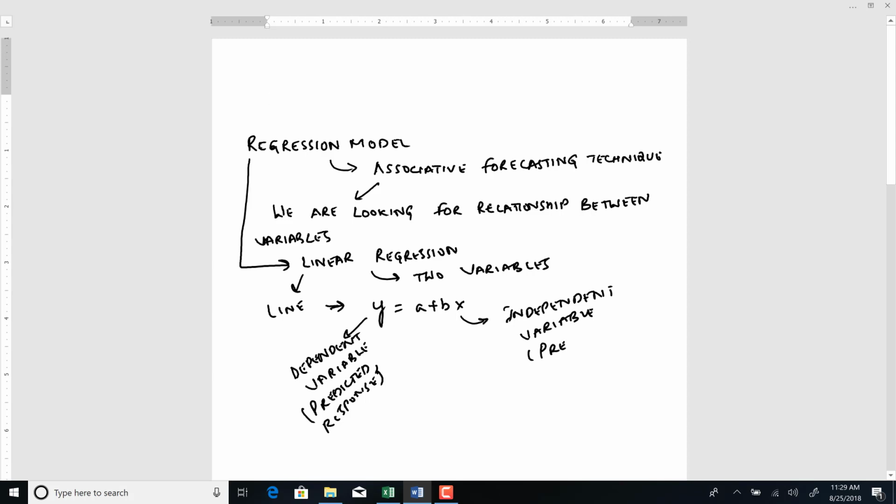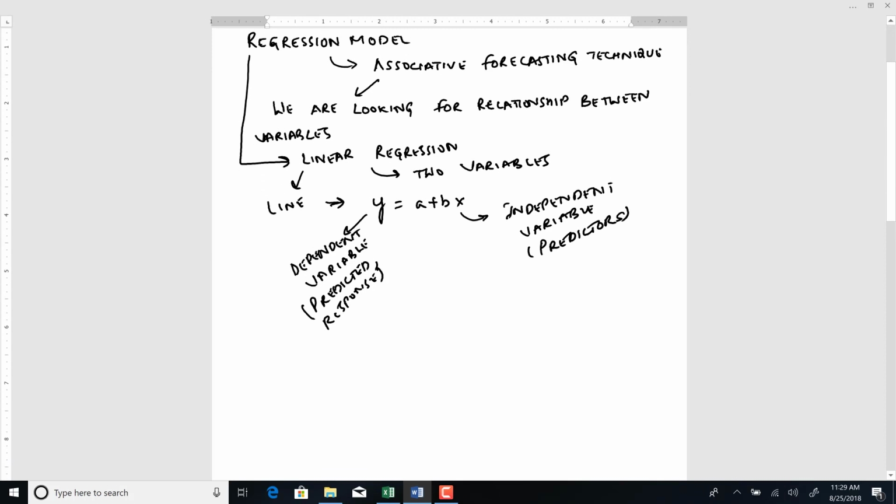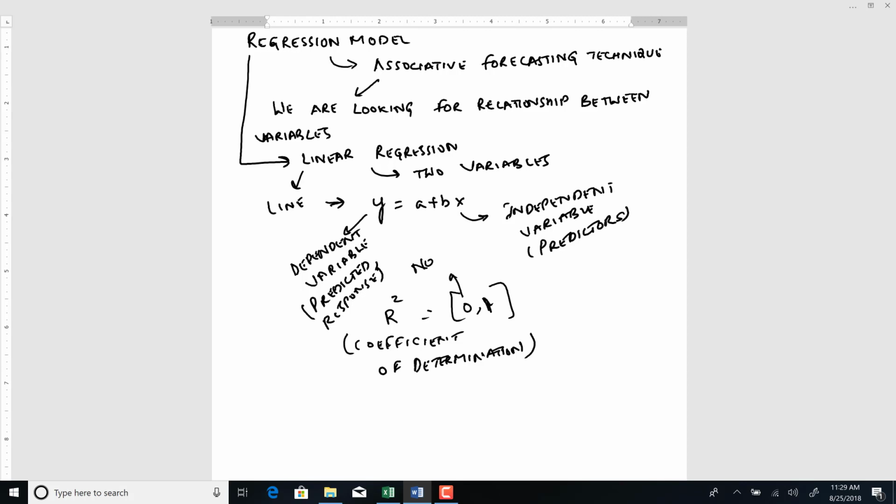It will also be called as predictors. And then for any linear regression, to determine the best fit, we will have R square. This is called coefficient of determination. So this will have a value between 0 and 1. So if the values are nearer to 0, that means there is no relationship. If they are nearer to 1, that means strong relationship. So if it is 1, it's a perfect relationship.